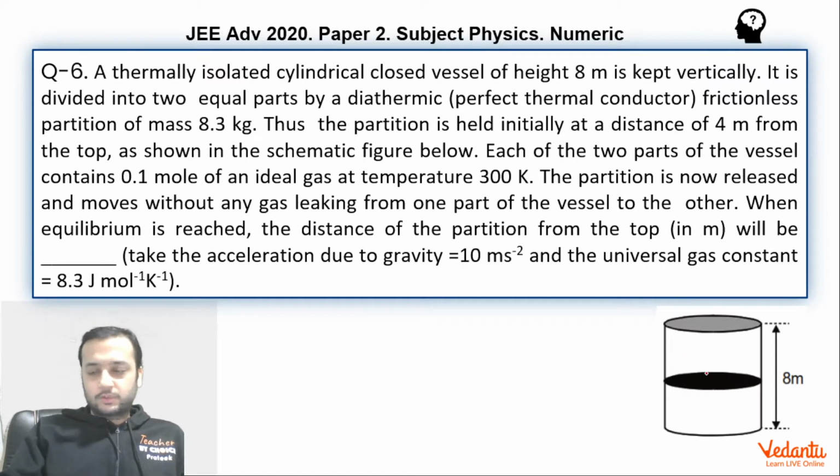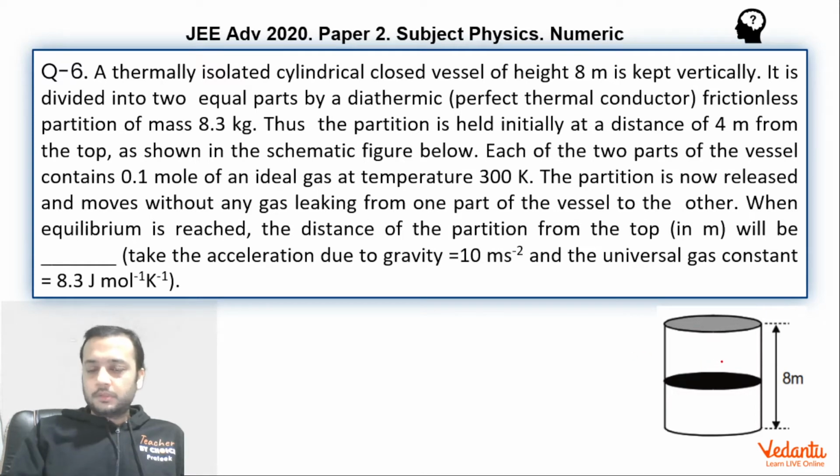This is an insulated cylinder in which there is a piston of mass 8.3 kg, and this piston is frictionless, so it can slide. Initially the piston divides this container in equal halves, so somebody must be holding this piston, and we have to understand that this whole system is in a vertical plane, vertical axis.